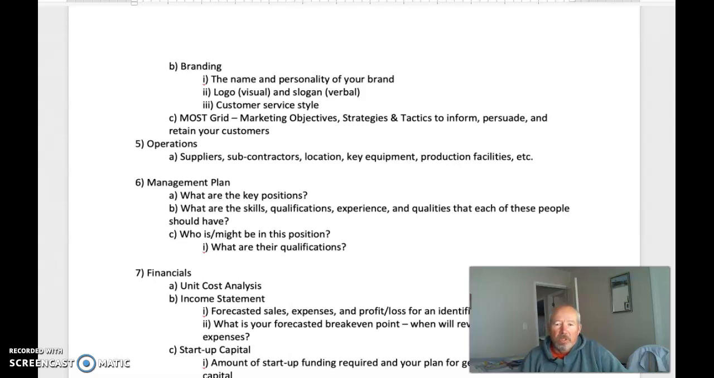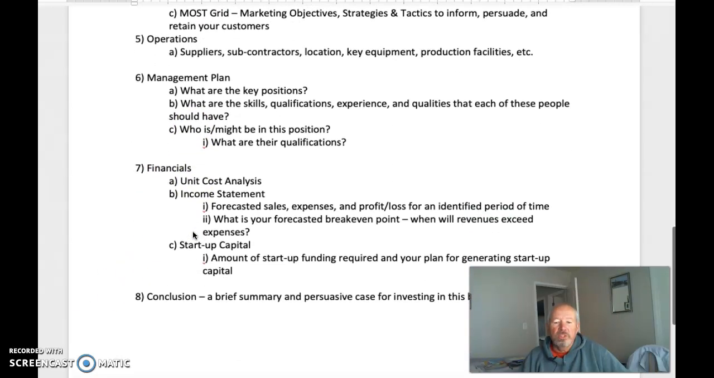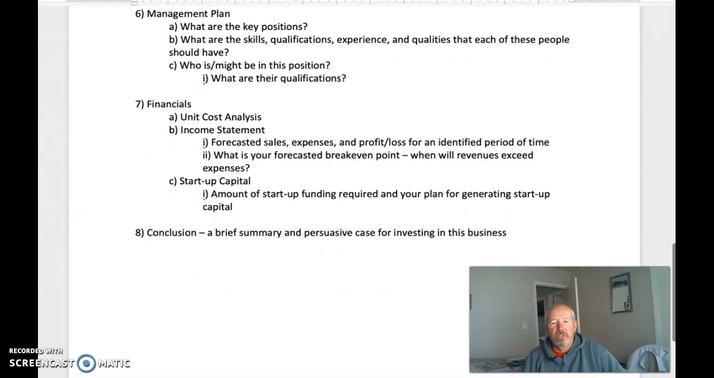Then we're going to develop our management plan. And who are the key positions? What do we need? What skills do we need in our business to be able to operate? And generally, it's going to be product development, marketing, sales, operations, distribution, finance, and some legal help. And these positions don't have to be employees, but we do need access to people with skills such as that.